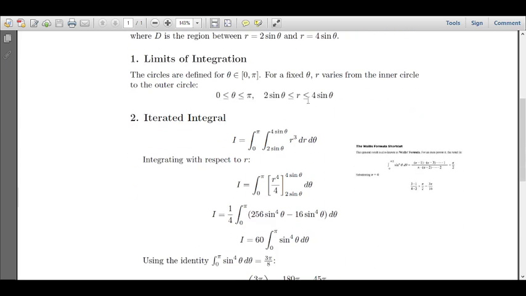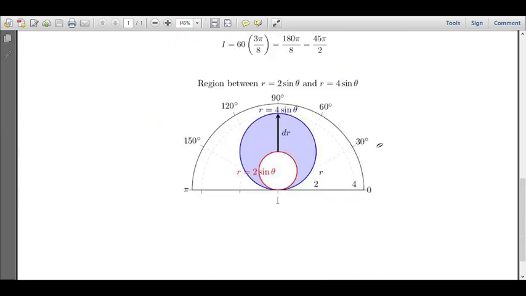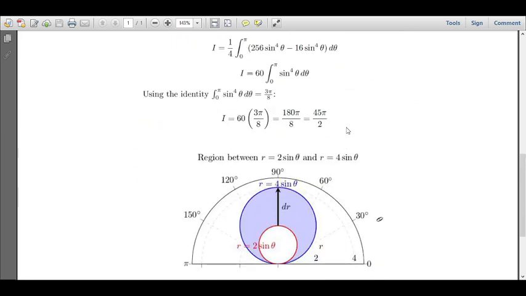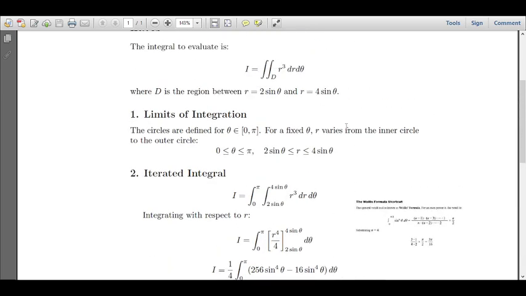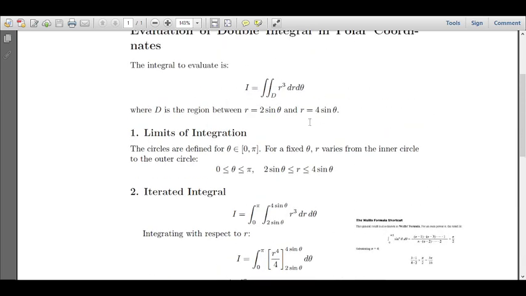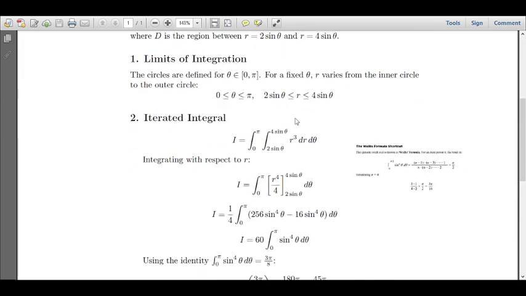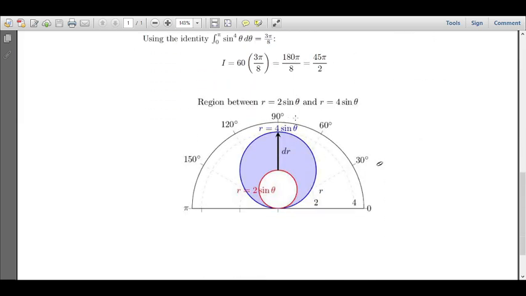The limits of the region between two circles are r equal to 2 sin theta and r equal to 4 sin theta. So now to evaluate this polar integral, we must find the r limits and theta limits. So this is the region of integration.